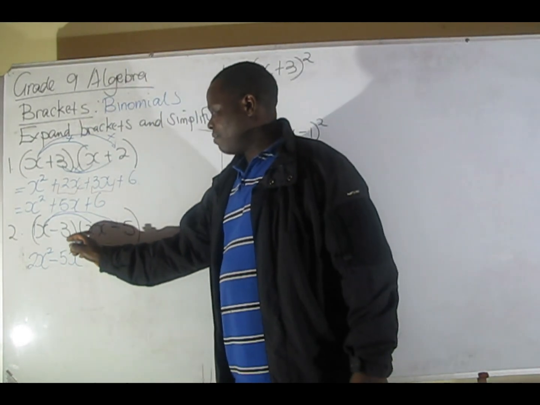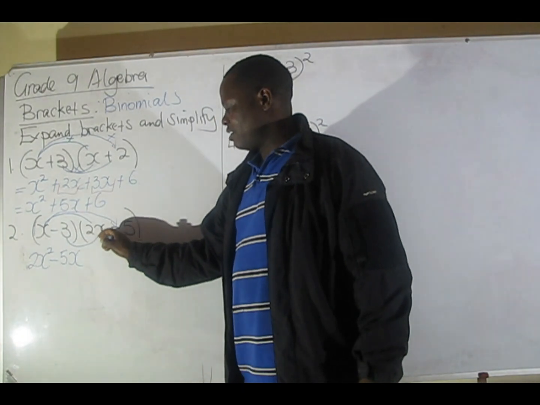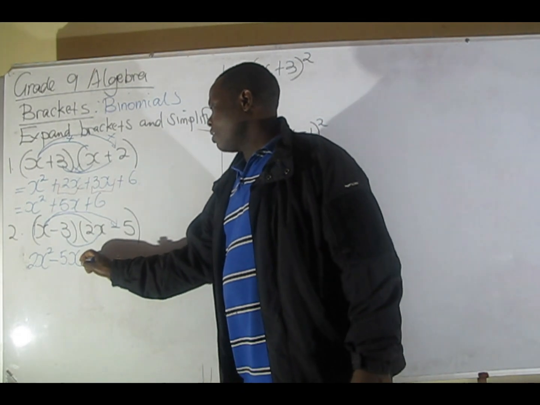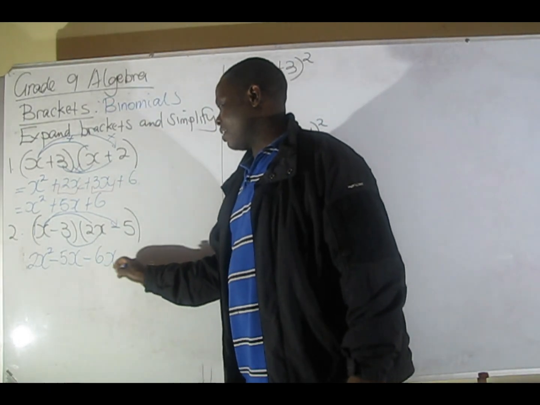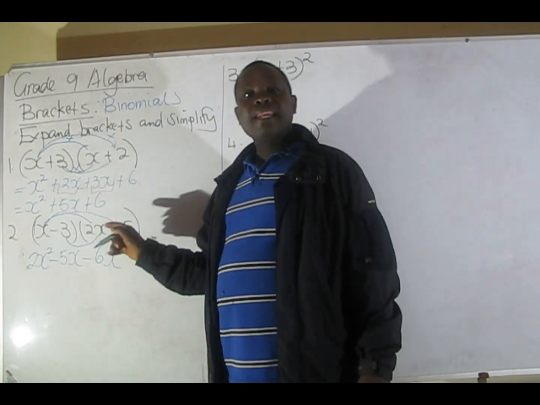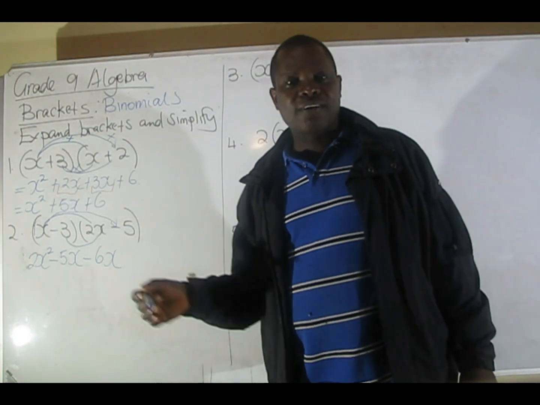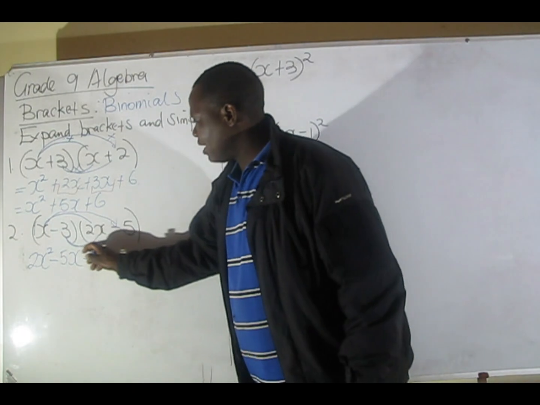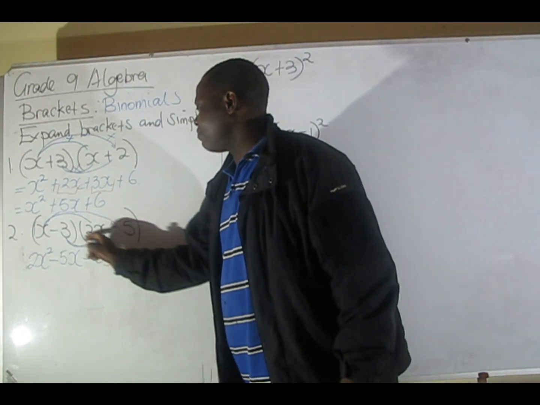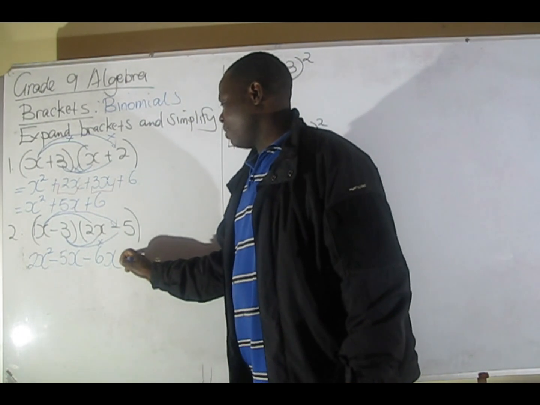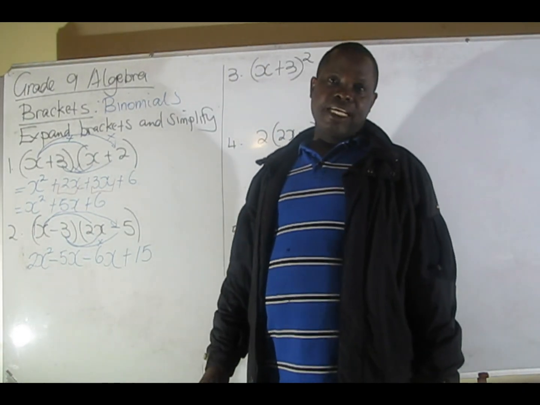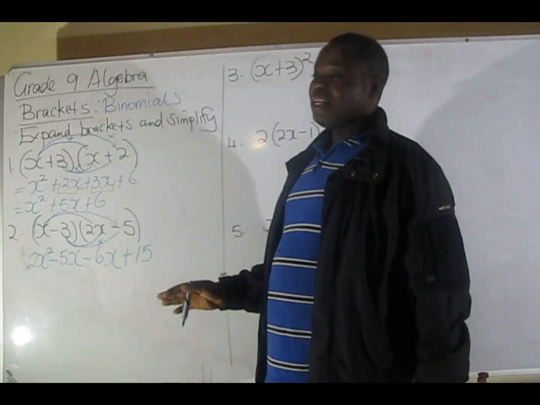Then I multiply the second one to the first one in the next bracket. Negative 3 times 2. That would give me minus 6x. Then the last numbers. Please be careful with negatives. A negative 3 and a negative 5. A negative times another negative makes it positive. And this is equal to positive 15. We have expanded the brackets.